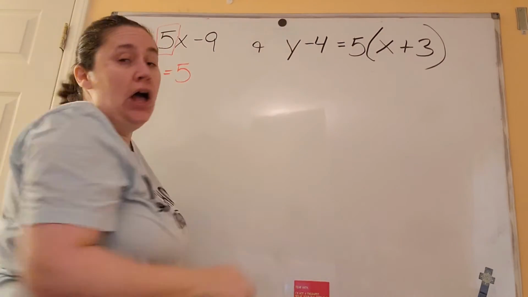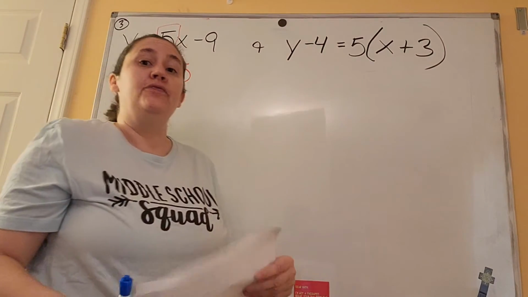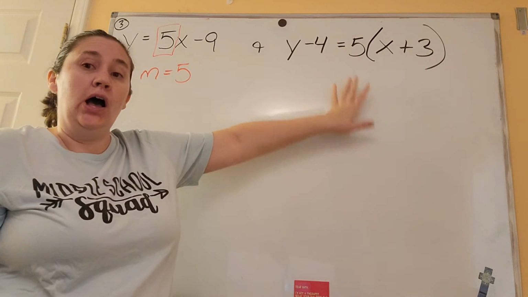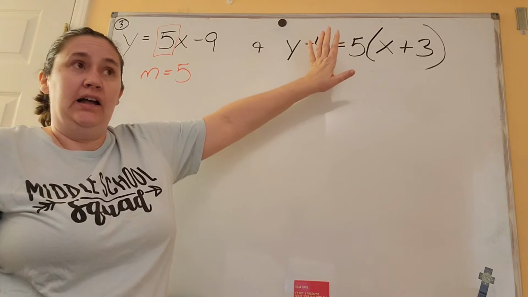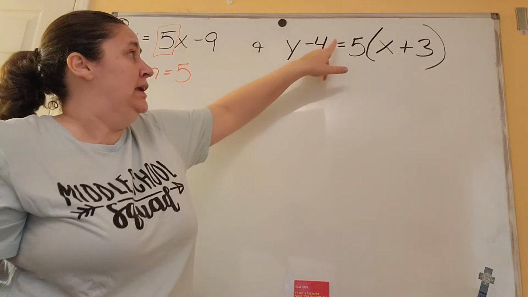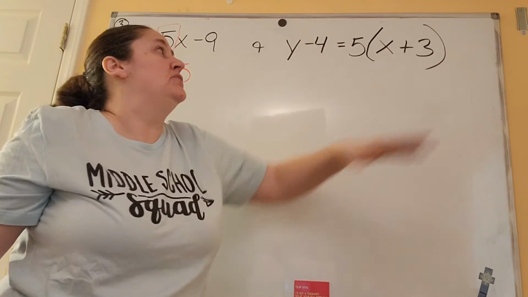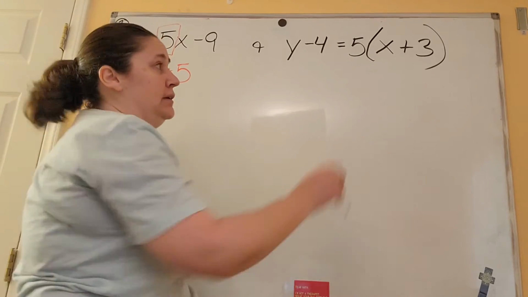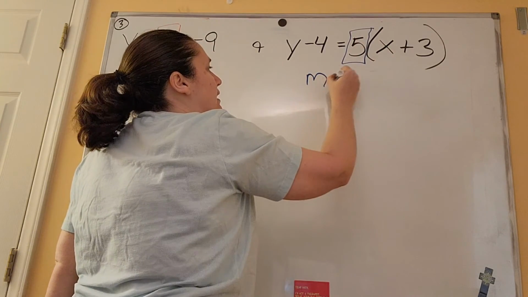This equation does not say y equals. It says y minus 4 equals. This one is in the point-slope form, not slope-intercept form. This is that third form that we reviewed at the very beginning of class, where you have y minus y1 equals m(x minus x1). So in this form, the slope is whatever's sitting in front of the parentheses that has the x in it. Here's the parentheses with the x in it. This is the slope. m equals 5.